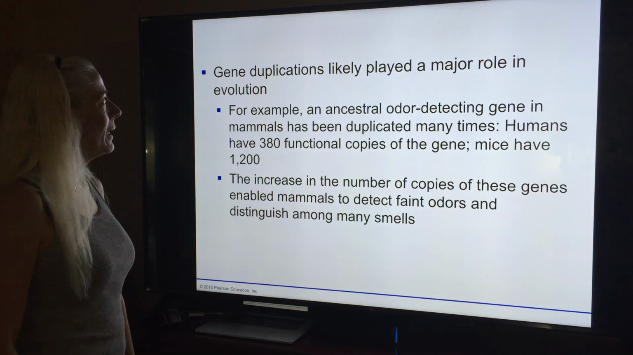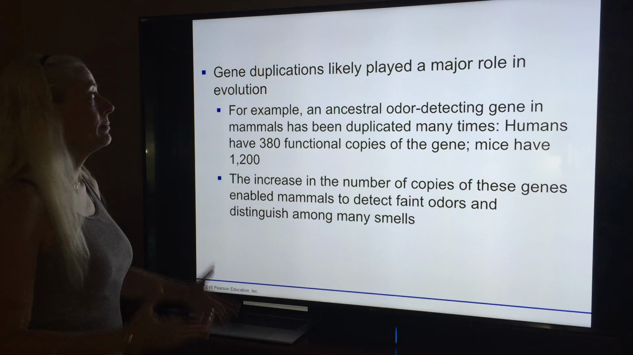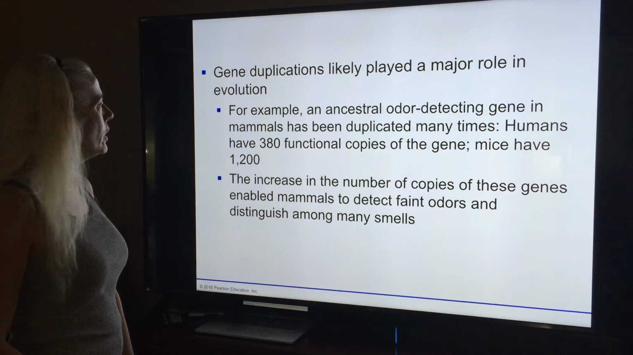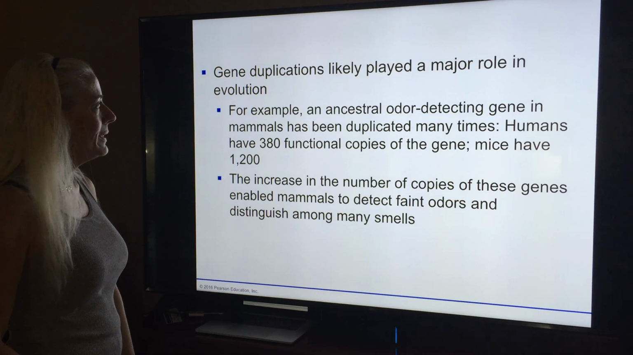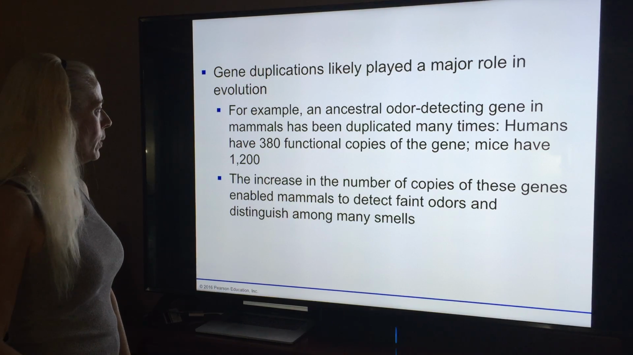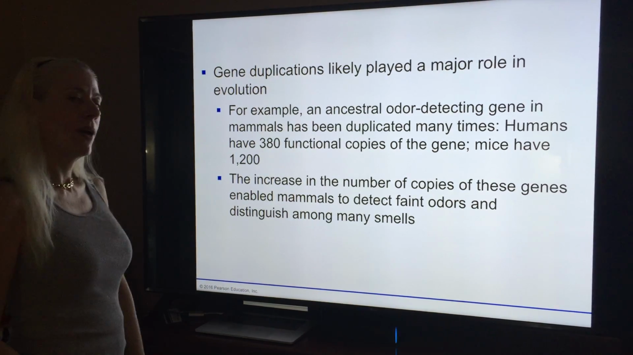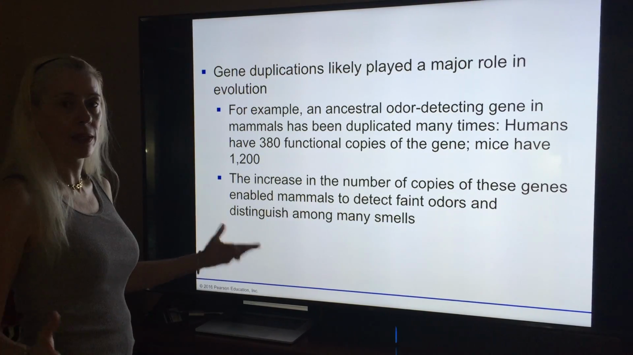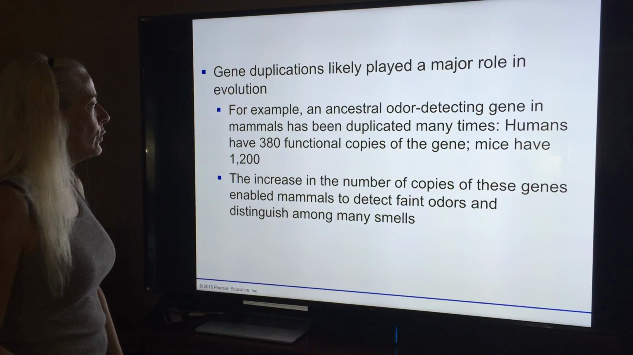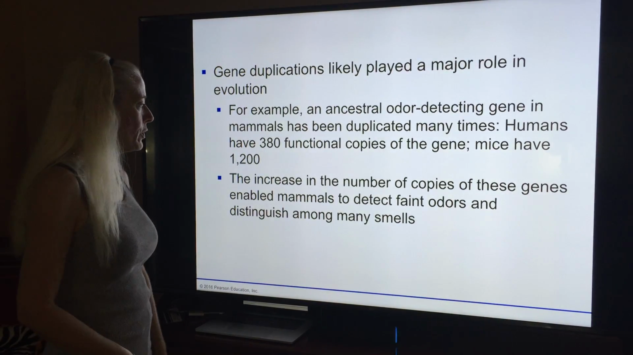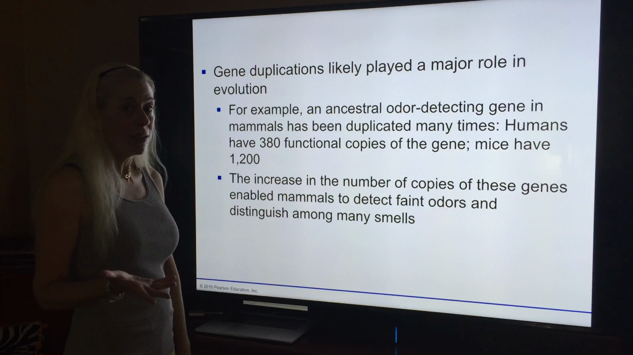So gene duplication likely played a major role in evolution. For example, an ancestral odor-detecting gene in mammals has been duplicated many times. Humans have 380 functional copies. Mice have 1,200. Wow, no one's going to ask you that. The increase in the number of copies of these genes enabled mammals to detect faint odors and distinguish among many smells. They are smellers.